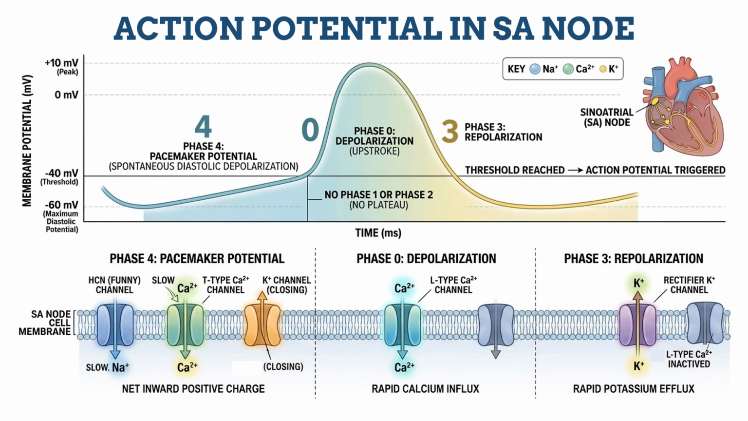There is no phase 1 or phase 2, meaning there is no plateau phase as seen in ventricular muscle, and this allows the sinoatrial node to reset quickly and fire again immediately to maintain continuous rhythmic beating of the heart.